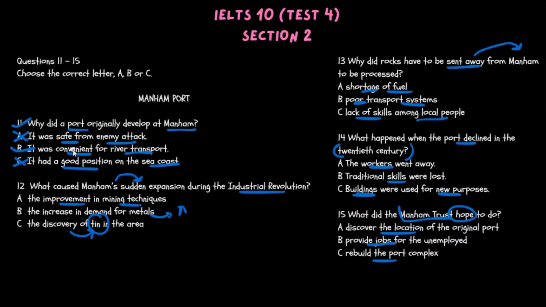Okay, so here, a small port was already established about 900 years ago, when tin was discovered nearby. So it was not during the Industrial Revolution. So C wouldn't be my answer.